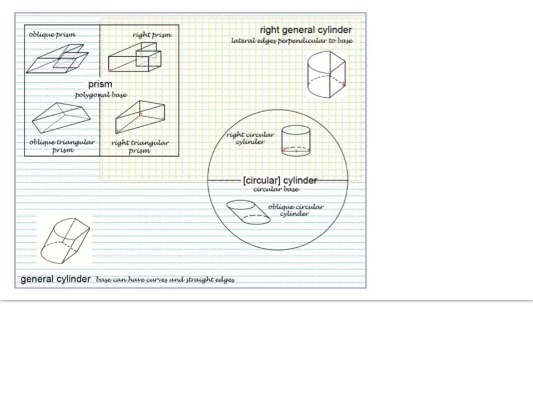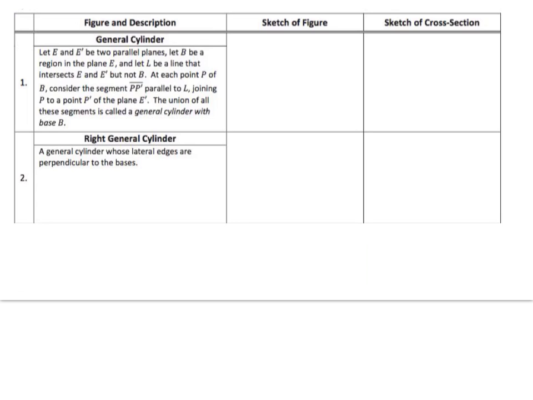I also sent you another graphic organizer. I'm not going to fill it in, but it's a great description. You can take the pictures from the previous graphic organizer, the previous slide, and sketch in a figure here. I'll include one in our answer key if you'd like to check it out. But it gives a general cylinder, just sketch a figure, sketch a cross section, a right general cylinder.